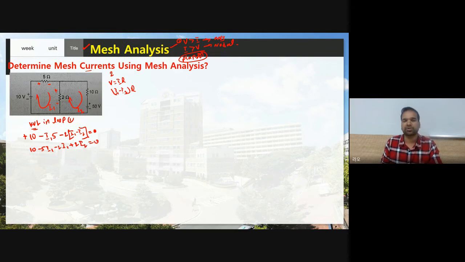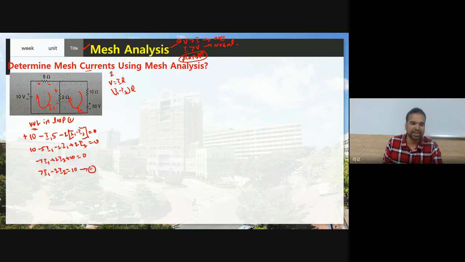You always need to write I1 terms, I2 terms and the constant term. So here you have I1 terms: minus 5 minus 2, minus 7I1, plus 2I2, and plus 10 equal to 0. Now can I multiply with minus? Of course. If I multiply with minus, I get 7I1 minus 2I2 minus 10. This minus 10 I take to the right hand side. This is my equation 1: 7I1 minus 2I2 equal to 10. So I get this equation after applying KVL in loop 1.